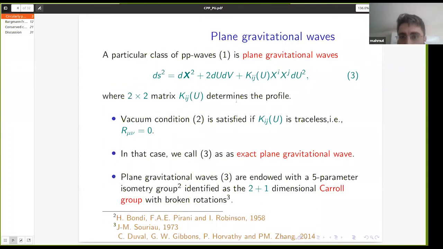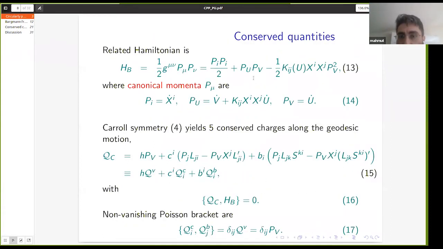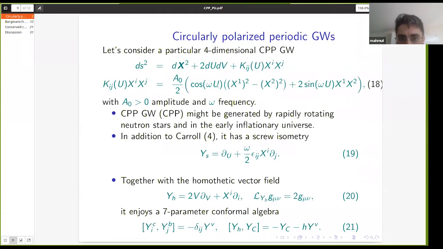So this plane wave actually has 5 symmetries plus 1 homothetic charge. But depending on the structure of the K, it may have 1 more. And for this particular profile here that I work out, it is actually 1 more.